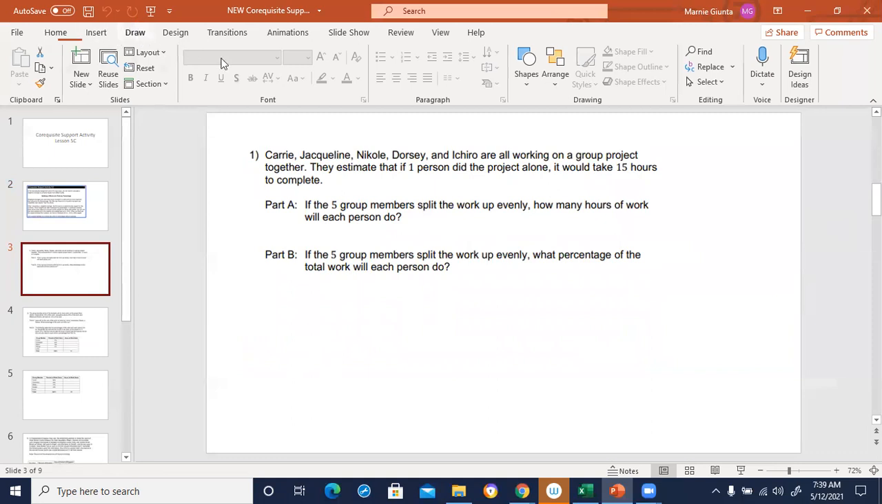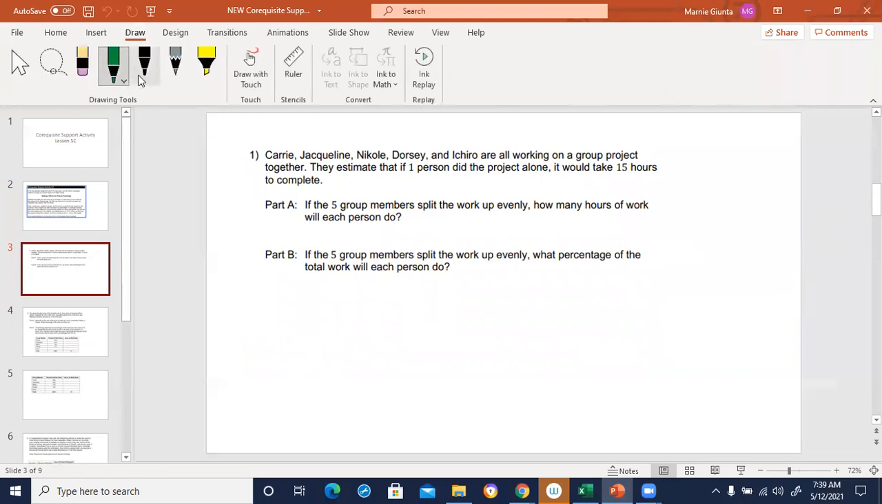So when I'm going through all of this, I just always like to take note of what they told me. They gave me the names, and those are the group members. I'll call them the members. And then I know it takes 15 hours to complete for one person. So those are just items I take into account. Now we have to read the question.